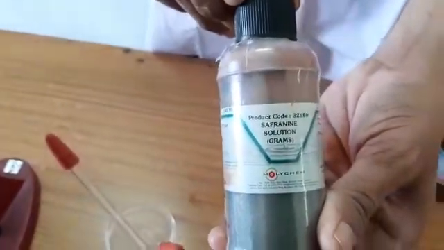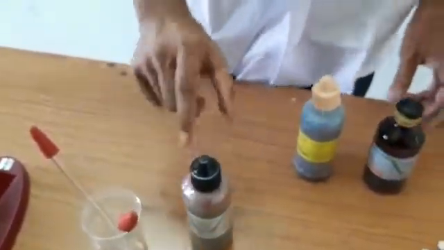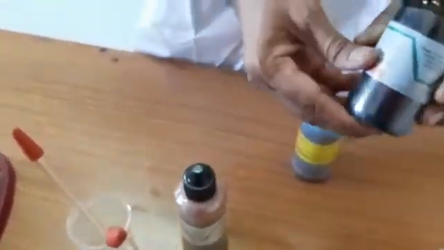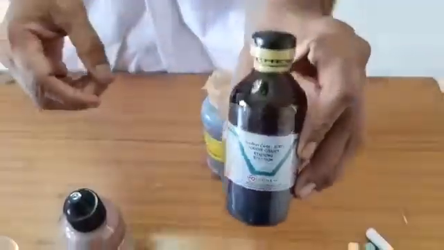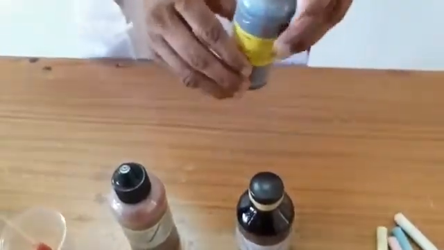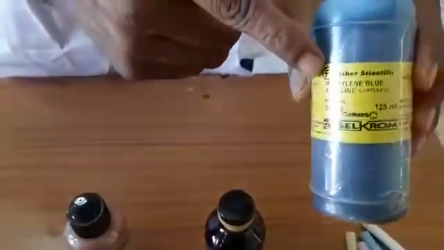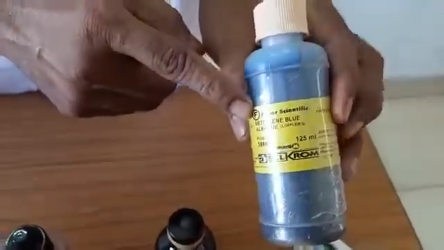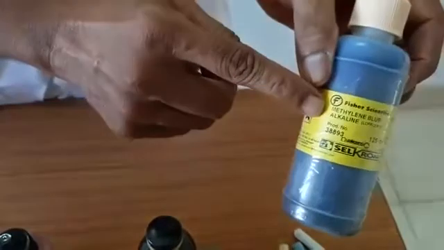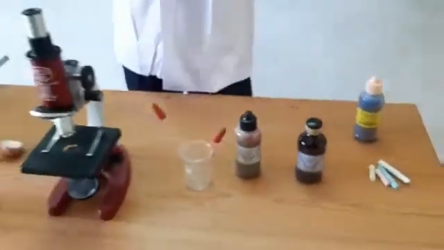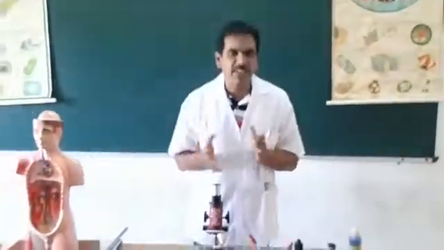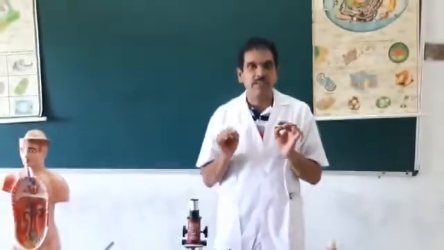Safranin stain is required. If your lab doesn't have safranin, you could do even with iodine solution. Iodine solution will also serve the purpose. If you are wanting to see animal cells, you will require methylene blue. Right? So these are the requirements. The experiment is very simple. If you do it neatly, in a very calm, pleasant manner, things will be absolutely alright.